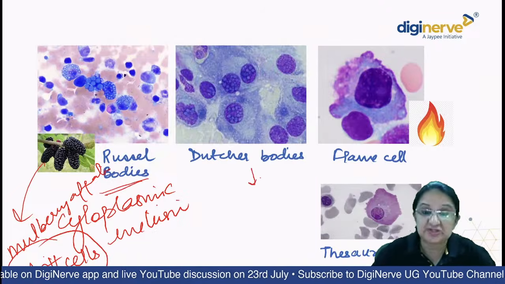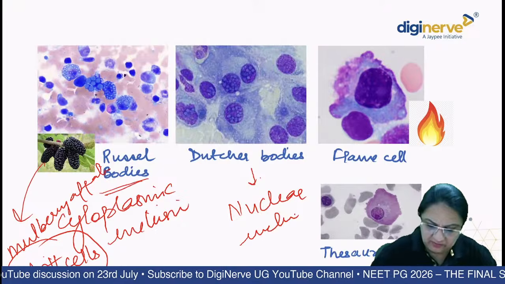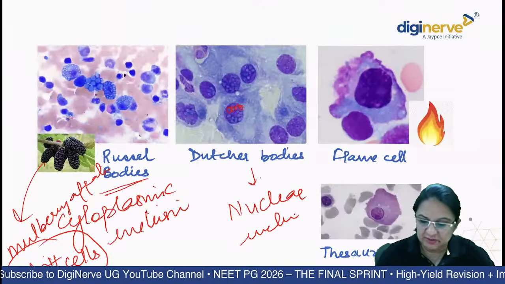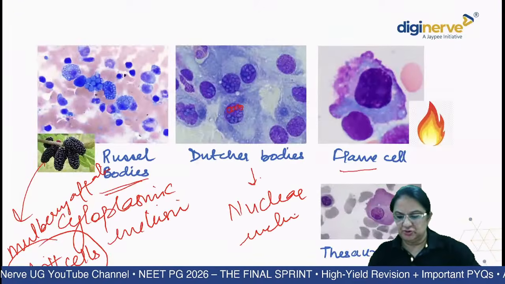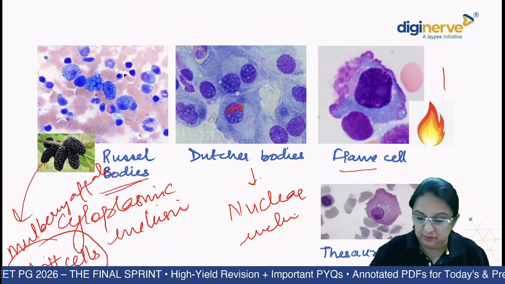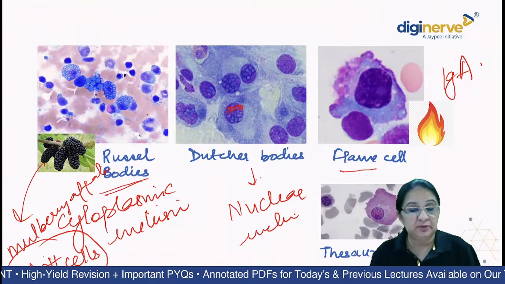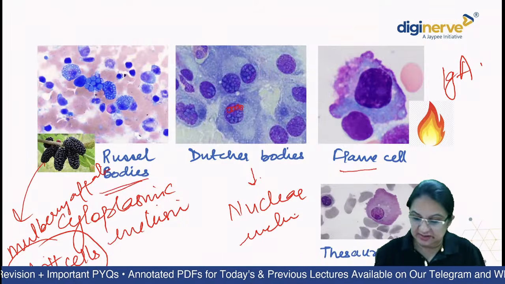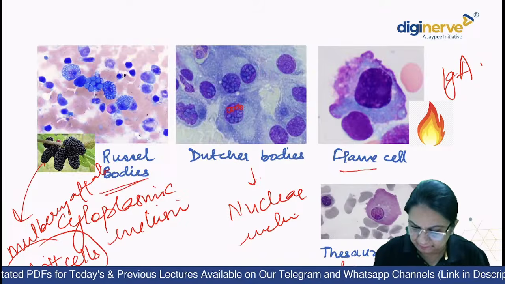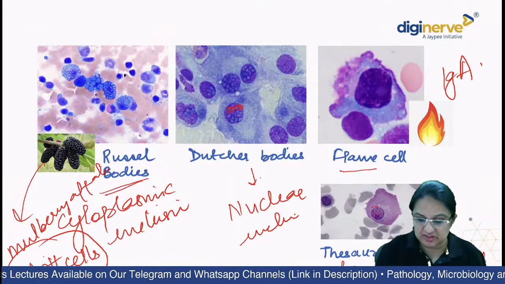Then we have Dutcher bodies. These are nuclear inclusions. If you see the cells here, these are nuclear inclusions. Okay. Then you have flame cells. Flame cells have a fiery red cytoplasm and are mainly associated with immunoglobulin A. Otherwise, it is immunoglobulin G, more immunoglobulin secreted. Then we have Thesaurocytes. These are large flaming cells, and basically the nucleus is pushed to the periphery, right?